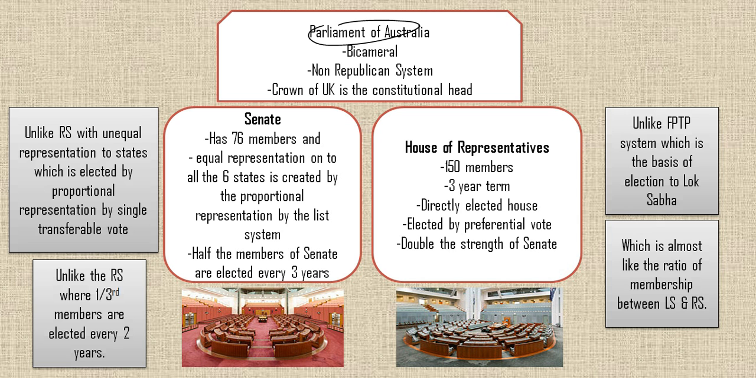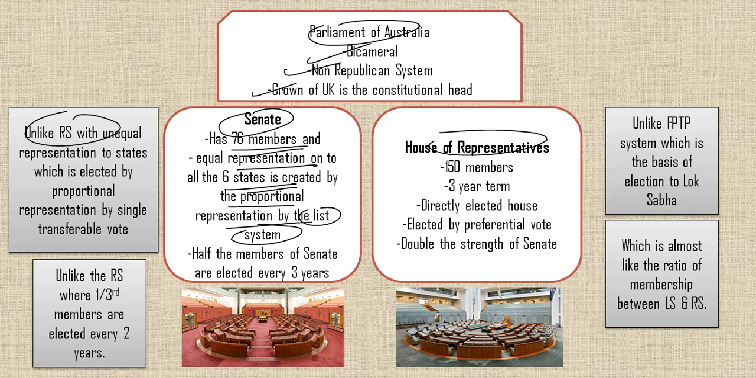See, the Parliament of Australia is bicameral, same as that of India, but under a non-republican system, and the Crown of the UK is a constitutional head and is part of the Australian Parliament. Here we have two houses, that is the Senate and the House of Representatives. The Senate has 76 members, and equal representation of all the 6 states is created by proportional representation by a list system. Unlike the Rajya Sabha, with unequal representation to the states, elected by proportional representation by a single transferable vote. Here half the members of the Senate are elected every 3 years, whereas in the Rajya Sabha, 1/3 of the members are elected every 2 years.